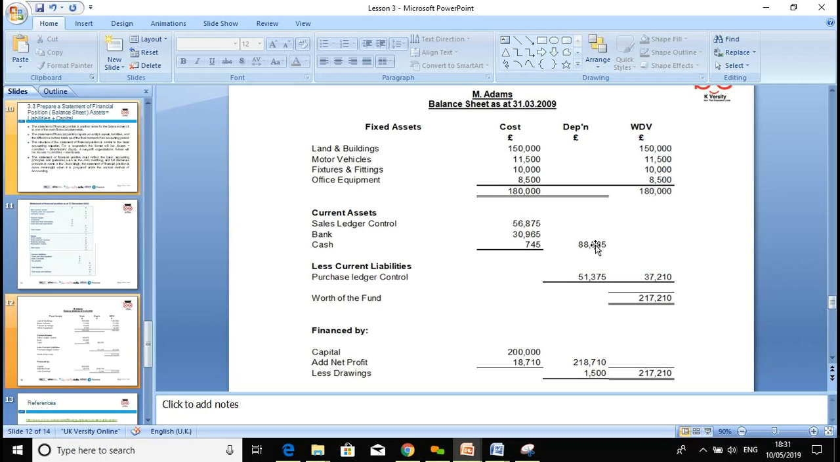Then we add them up, total 180 plus 88,585. Then we minus the liabilities out of them, and then we get net assets. So we have net assets of 217,210. That's my net asset. My net asset is always equal to my capital figure. Capital means the investment and the profit of the year. If we don't distribute it to shareholders, we can retain it. That's also our capital.